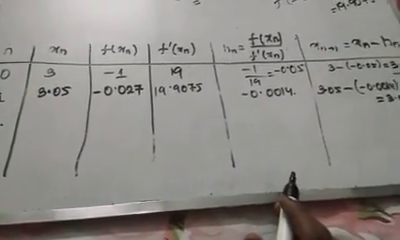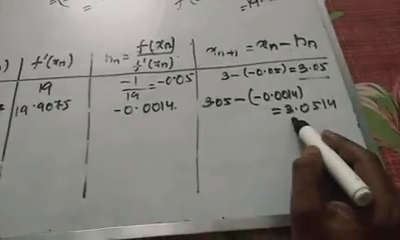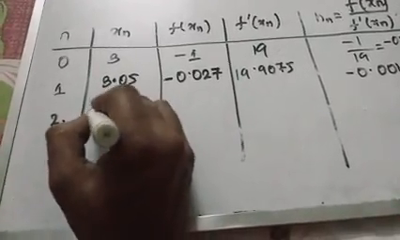Now for the second step, what is the xn here? In the same way as the previous step, the xn+1 will be the xn for the next step.